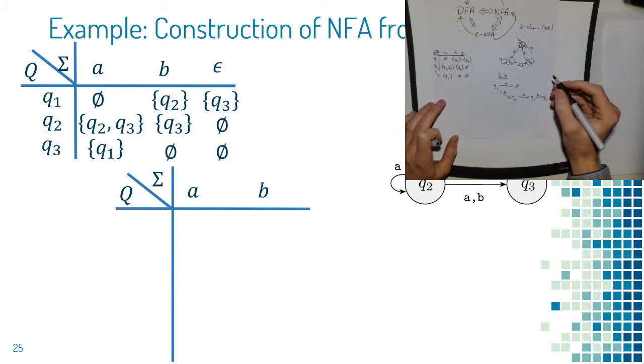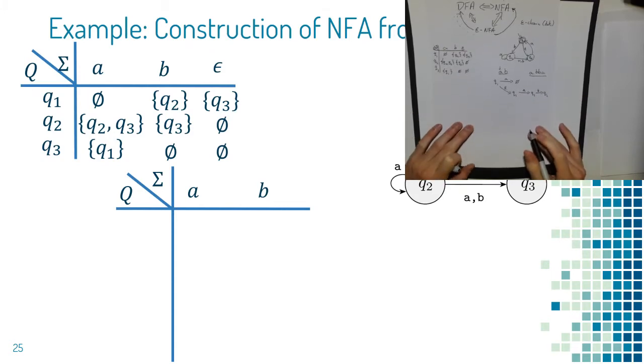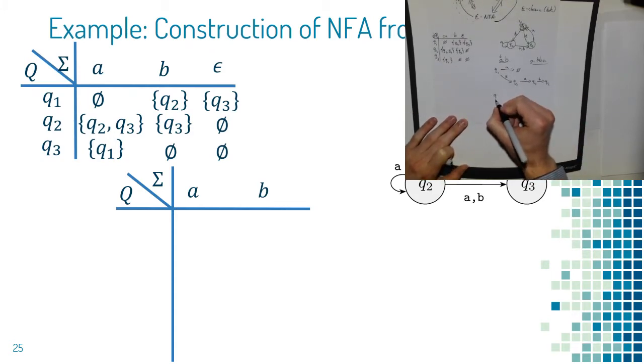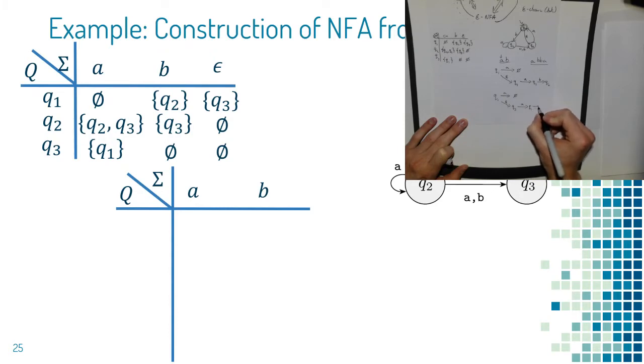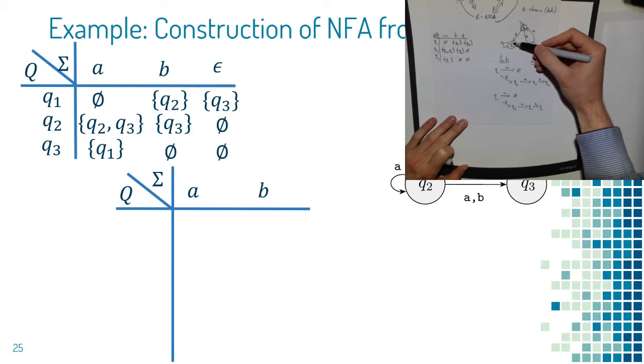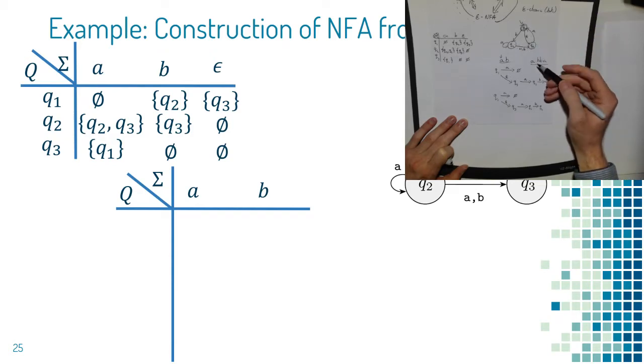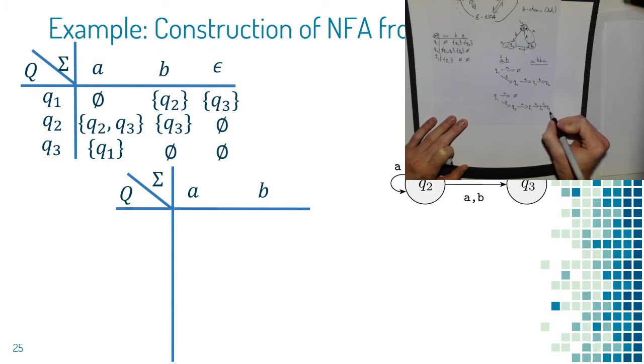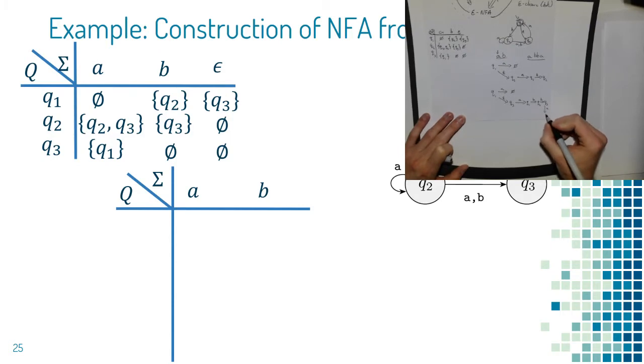What if we had the string ABBA? That's another possible string. Again, at Q1 we could try to read an A and end up in a dead state, or we could use epsilon to get to Q3, then read the A to get to Q1, then read B to get to Q2. So I've gone Q1, epsilon to Q3, A takes us back to Q1, the B takes us to Q2, the next B takes us to Q3, and then finally an A takes us back to Q1, and we would accept this word.